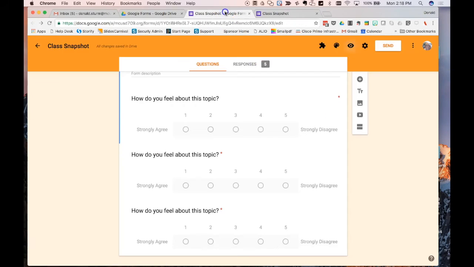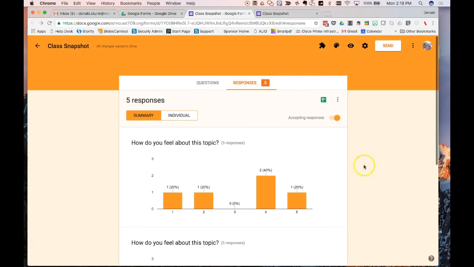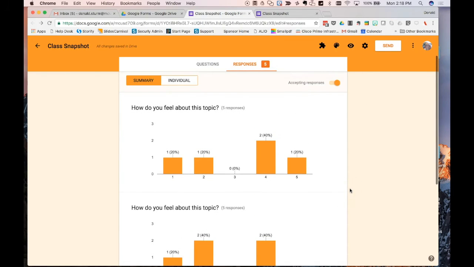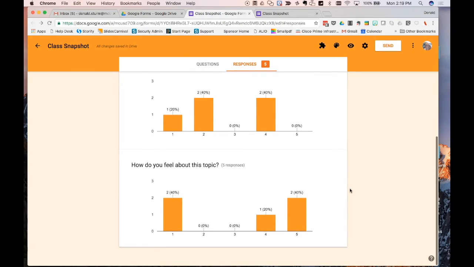Now, you go to the responses, and here's what's nice. You now see right there, question number 1, here's how the class feels. That then should bring up points for discussion. Why is it that there's nobody middle ground in this one? Why is it that we have people on either side? And that's how it worked.